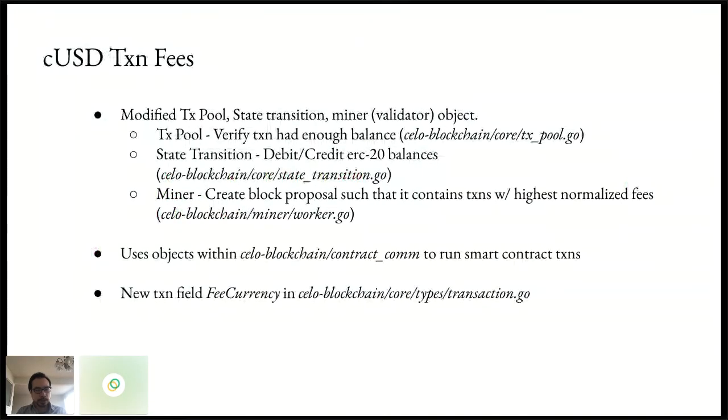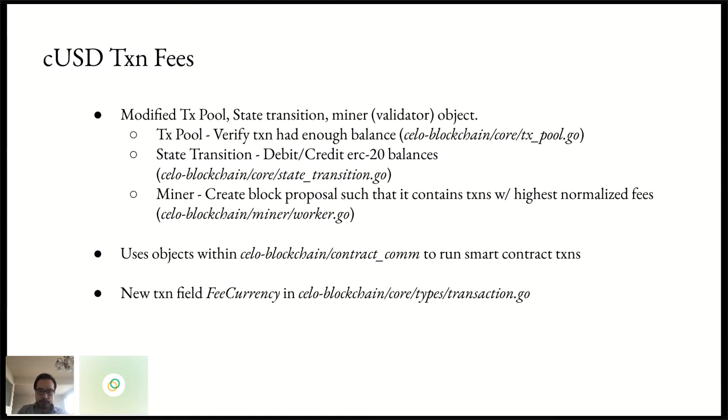All right, so the actual implementation of this feature. We had to modify a number of components within our client to support this. The components that we had to modify are the transaction pool, the state transition object, and what has originally been called the miner object, just because of the proof of work legacy of Geth. Those are the three objects that we had to modify.